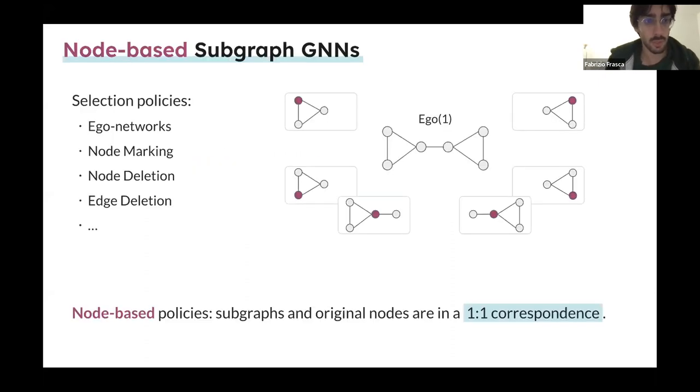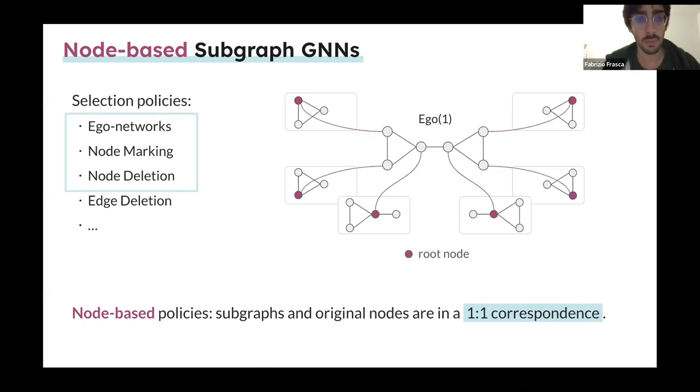The first observation is that most of the most popular policies, such as ego networks, which are very popular amongst all these models, node marking, as well as node deletion, have a peculiarity. These selection policies generate subgraphs where there is a connection between the generated subgraph and a specific node in the original graph. There is essentially a one-to-one correspondence, or a bijection.